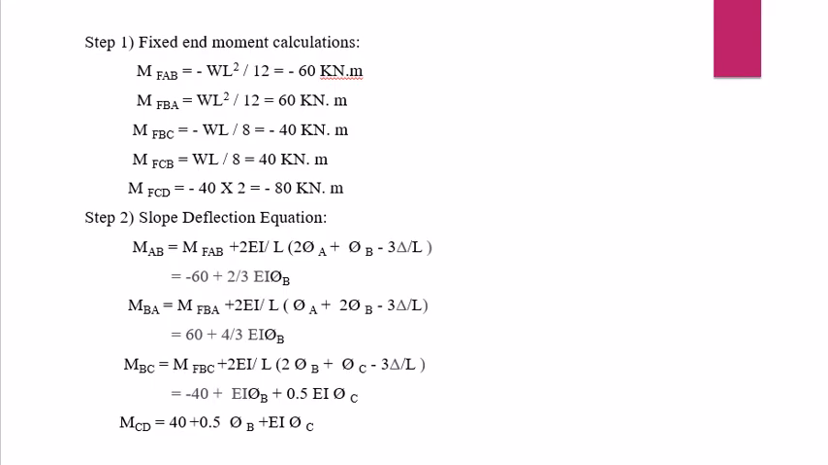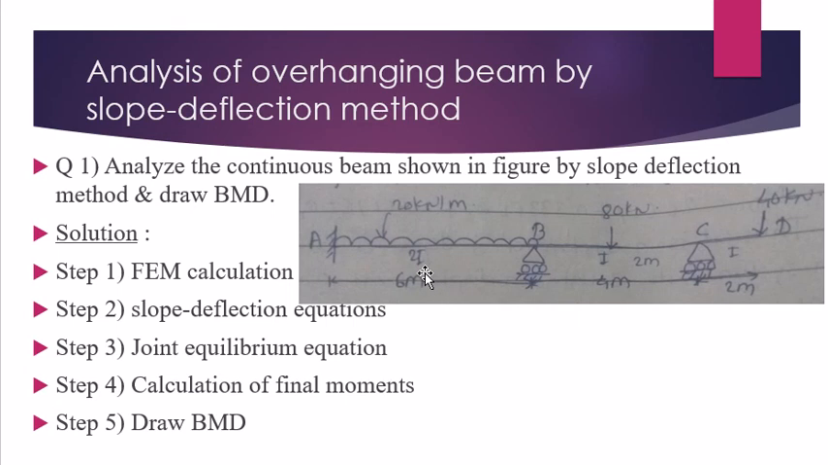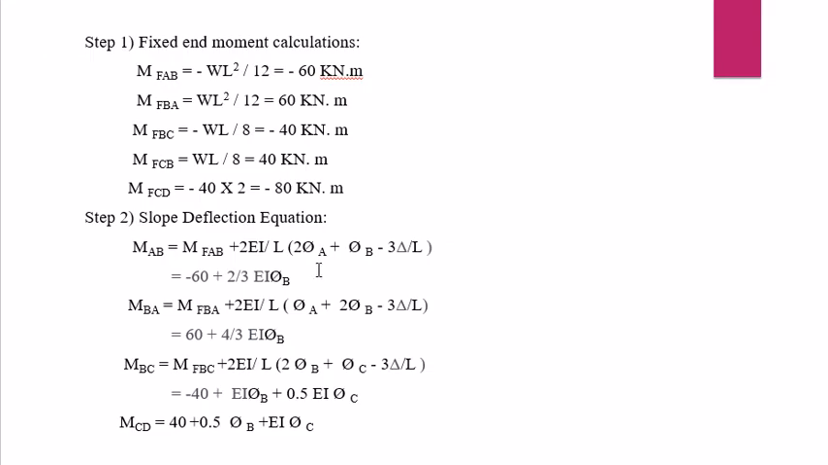So let us start with span AB. Here M of FAB, which is minus 60, just put here 2EI by L. See here, the value of I is 2I, so according to that we have to put the value 2I. Then there is a UDL, and support A is a fixed support. When the support is fixed, the rotation is 0, so only theta B is unknown. Put theta A as 0 and delta as 0, and you will get the equation in terms of theta B.